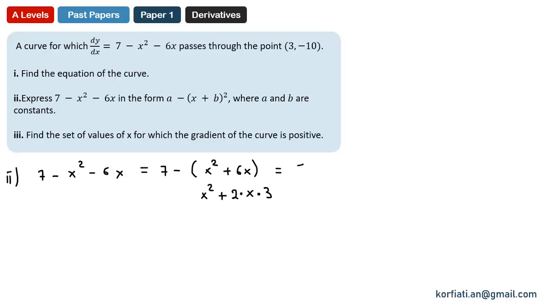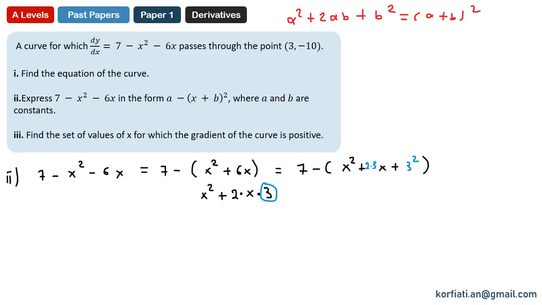So what do I need inside the bracket? I need plus 3 squared, plus 9, and in this way I'm going to have a perfect square, because now this 6 is going to be, I'm going to write it as 2 times 3, and this is going to be a perfect square. It's going to be something that looks like that. Okay, this is the famous identity.